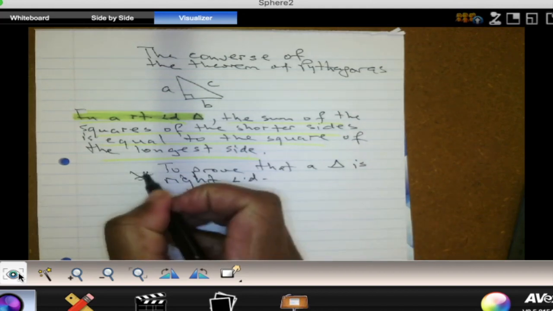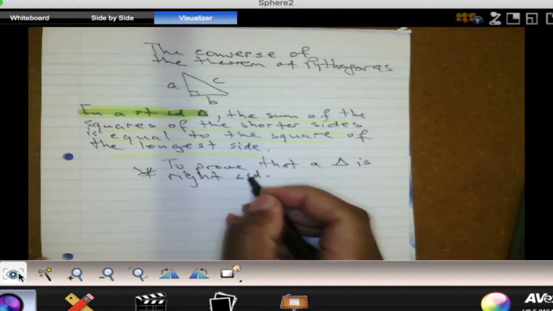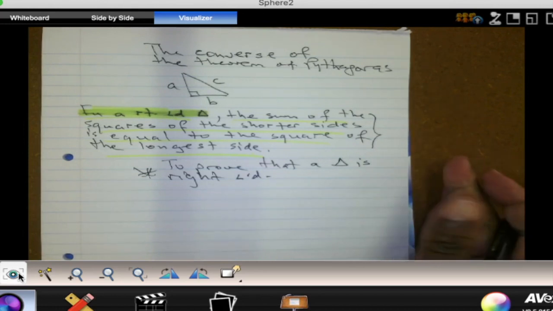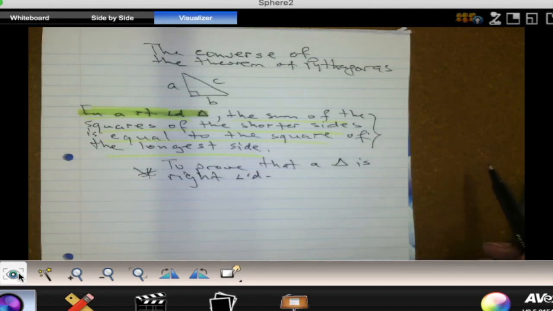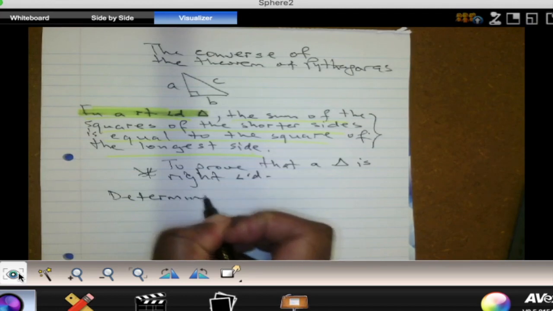So how do I tell that a triangle is right-angled? What do I look for? What do I check? What happens in right-angled triangles? The sum of the squares of the shorter sides must be equal to the square of the longest side, right? So that happens in a right-angled triangle. So if I give you a triangle and you want to know whether it is right-angled, then check whether the sum of the squares of the shorter sides will add up to the square of the longest side. You get it?